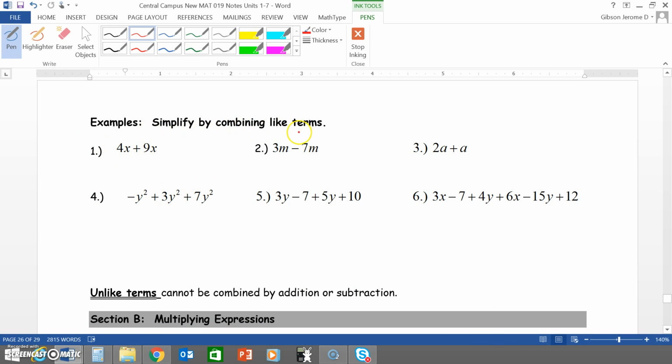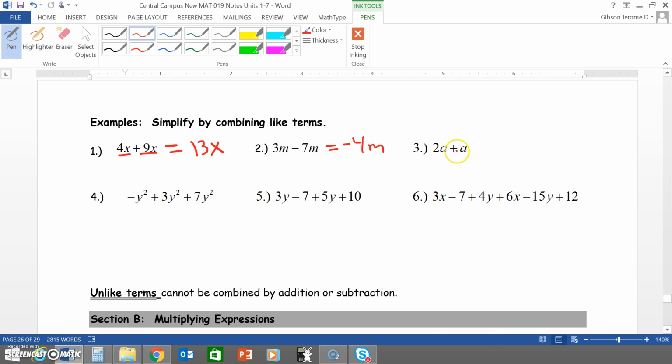It says simplify by combining like terms. We have 4x plus 9x. So now they are like terms because they have the same variable taken to the same exponent. So you will add the coefficients, which would be 13, and bring over the variable. Now here, they're like terms. So we will subtract the coefficients here, 3 minus 7. We know it's negative 4. And we'll bring over our variable, which is m.